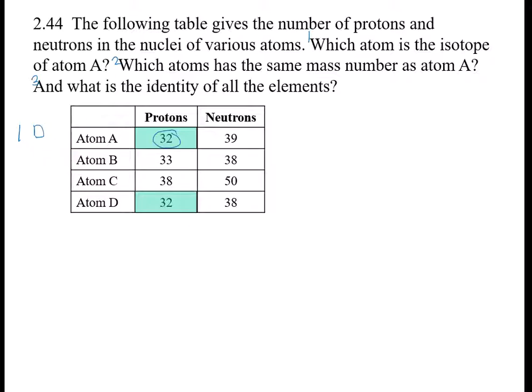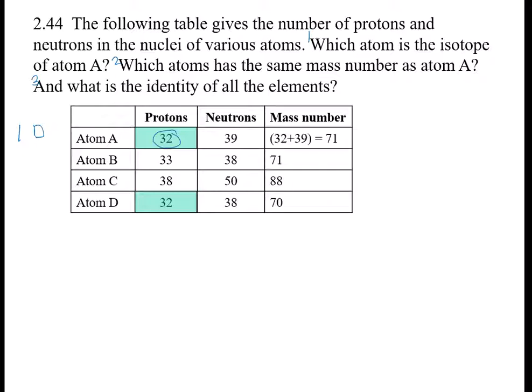Which atom has the same mass number as atom A? I'm going to make a new column called the mass number. By adding up the protons and the neutrons, I get 71. 33 plus 38 also gives me 71. 38 plus 50 gives me 88. And 32 plus 38 gives me 70. So the answer to number 2 is B.